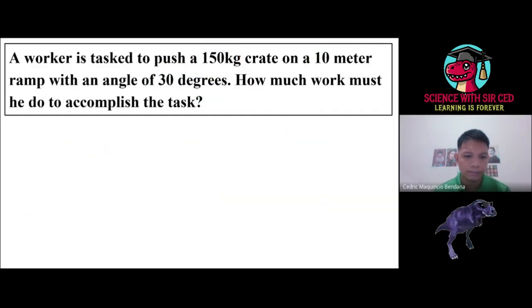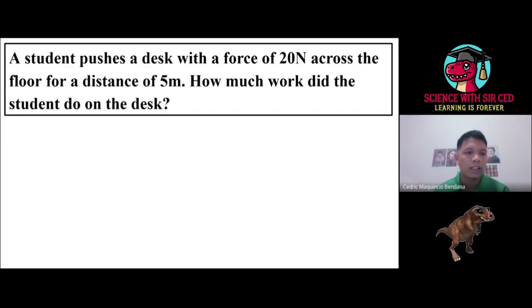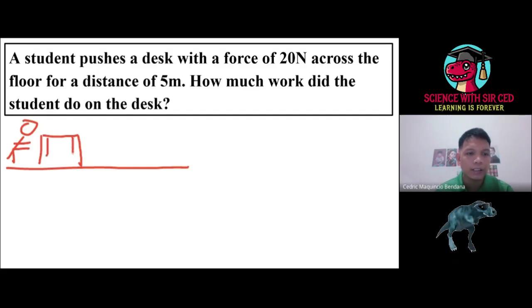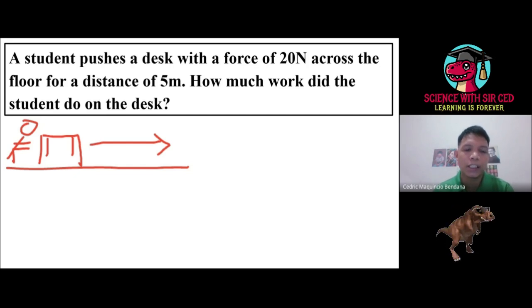Okay, next. A student pushes a desk with a force of 20 newtons across a floor with a distance of 5 meters. How much work did the student do on the desk? Okay. The student is trying to push a desk, something like that. And then the student managed to move the table, so we have an idea that the force used is greater than the weight of the object, because it moved 5 meters.